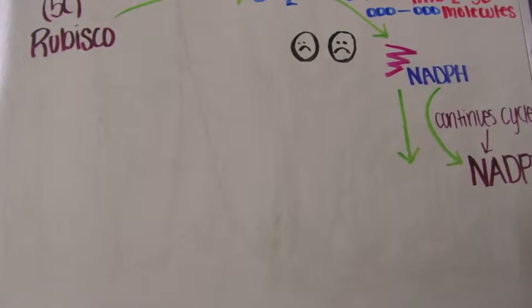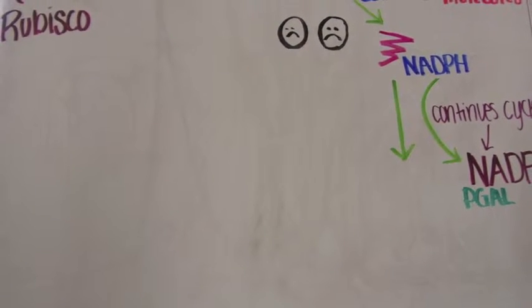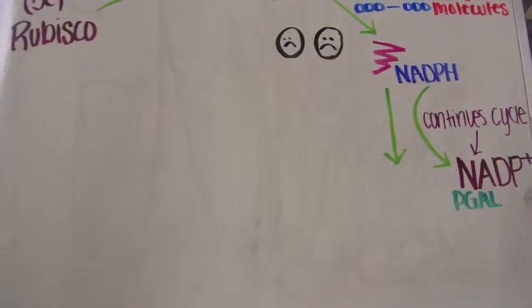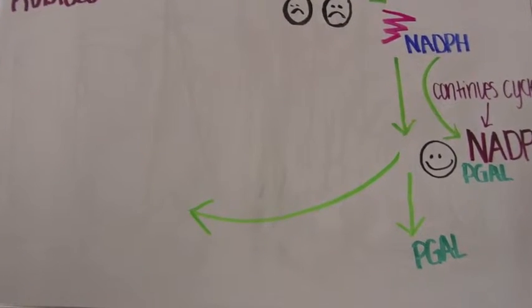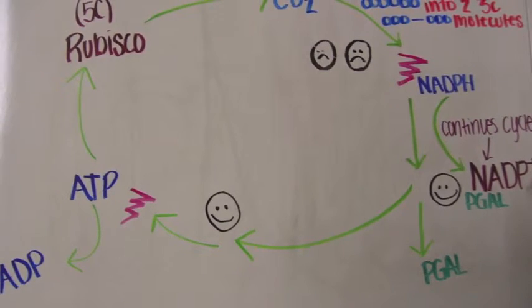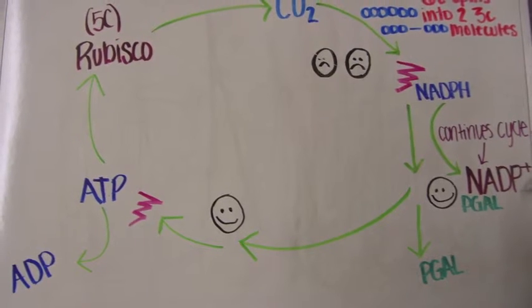NADPH splits, causing the NADP plus to continue on the cycle, forming 1 p-gal. The cycle continues where ATP synthase happens. The ADP is removed from the cycle and the cycles continue.